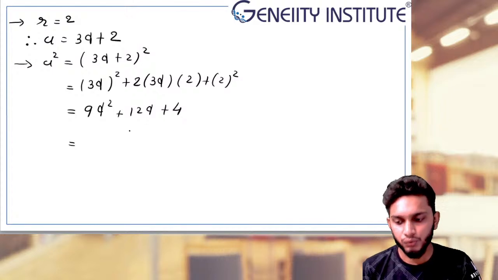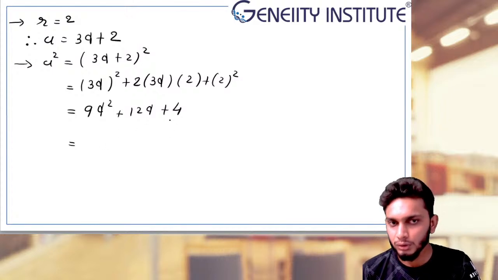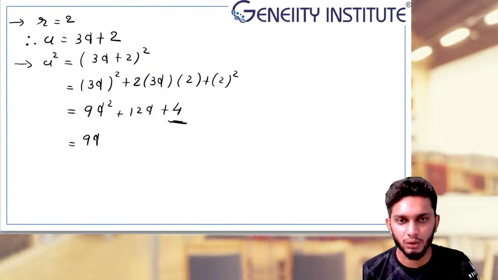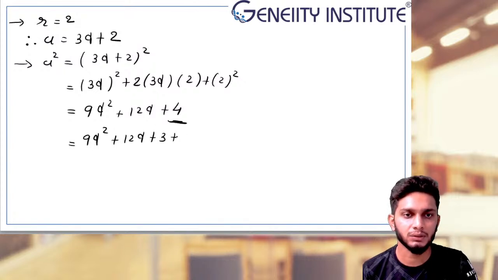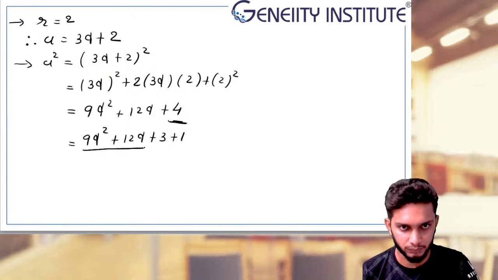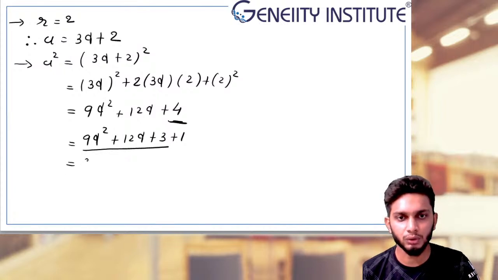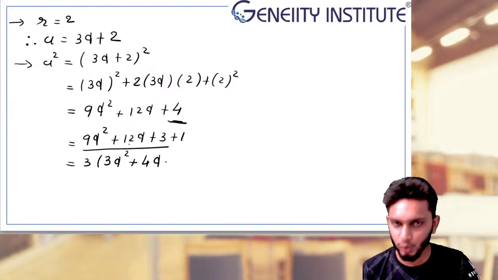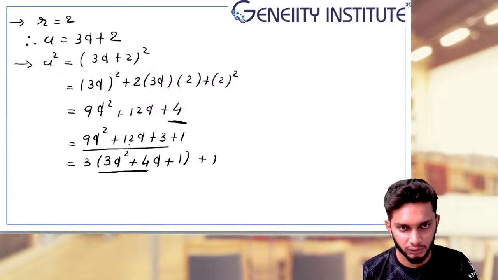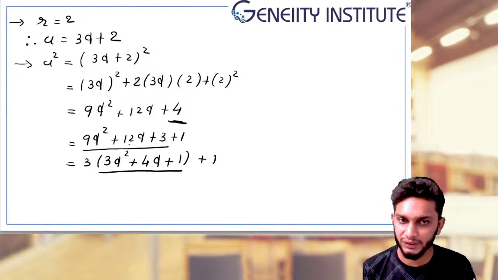Now we want to take 3 as common. So here you can write 4 as 3 plus 1. So 9q square plus 12q plus 3 plus 1. From these three terms, take 3 common. So 3 3s are 9q square, plus 3 4s are 12q, plus 3 1s are 3, so 1 remaining at last. So this bracket is in the form of an integer.